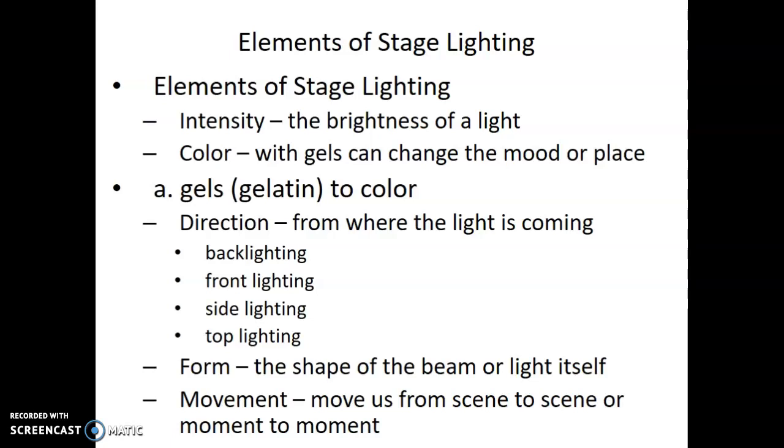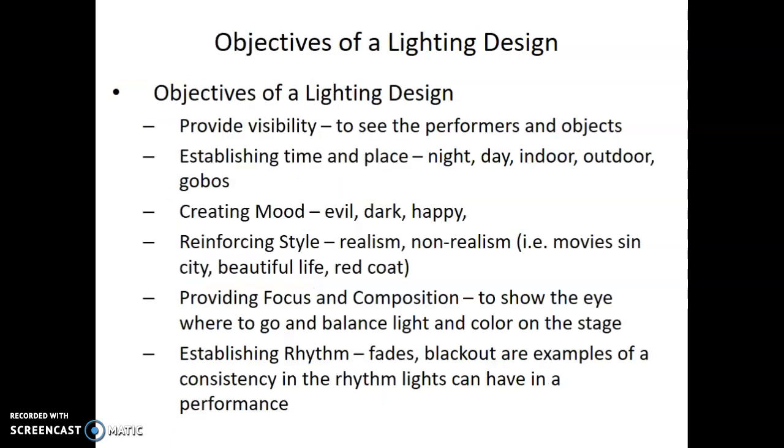So lighting has a lot of things it can do for us, and so that's how we're going to get started. Intensity, color, direction, form, and movement are the elements of lighting for the stage. So we talk about all the objectives for designers, for the theater, and for a lighting designer. Here is a list of the main objectives. Objectives are basically the goals. And as I said before, the first and foremost important goal of a lighting designer is to provide visibility, to illuminate. We've got to see the story on stage.